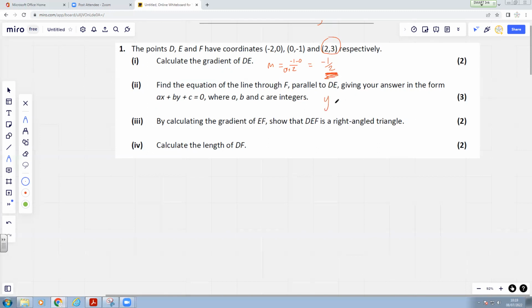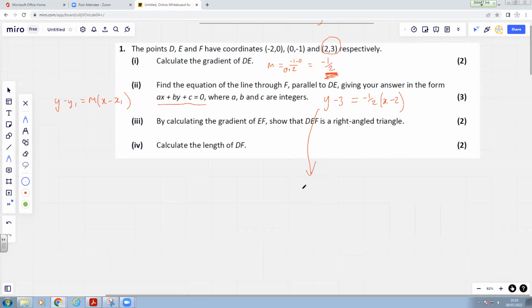Okay, so we're going to have y minus 3 is minus a half times x minus 2, yeah? Now, what am I using there? I'm using y minus y1 is m times x minus x1. You might be wondering, why am I not using y equals mx plus c? You absolutely can use y equals mx plus c, but when you've got to write it in this form where those are integers, this way is honestly quicker, and that's why I'm choosing not to do it that way.